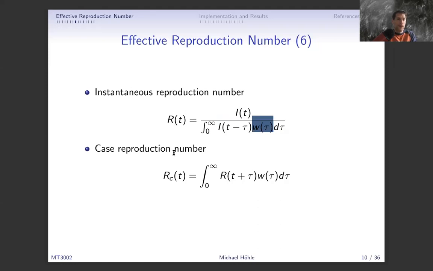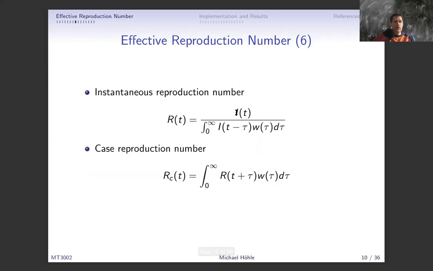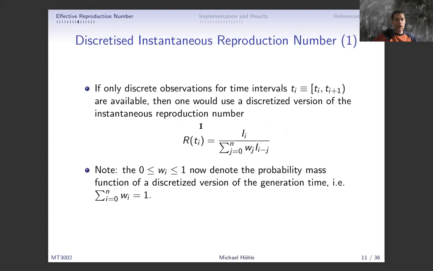You can also show that the case reproduction number is simply a weighted average over the instantaneous reproduction number. So the new quantity here, and the one we will look at, is the instantaneous reproduction number, defined in the following way. But of course, this is defined in continuous time, and typically you don't have I of t as a continuous function in time. What you have is aggregations over intervals, for example, how many new cases you have per day. So you don't have continuous time. So we will say we only have this available for discrete time intervals.